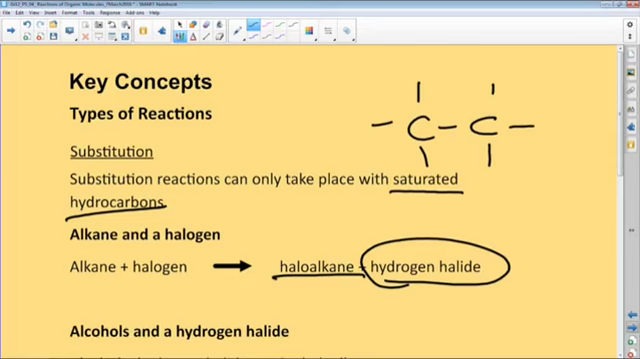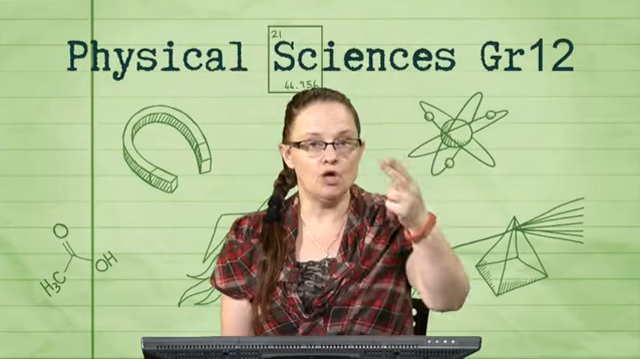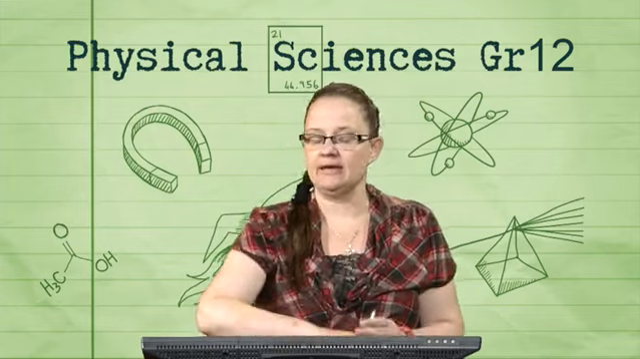Substitution gives me two. Because even though, say for example, this is bromine, I can only substitute one atom at a time, not two. Which is why when the hydrogen comes off the alkane, it's got to go somewhere, which is to the bromine, okay? Which is why we get hydrogen bromide.